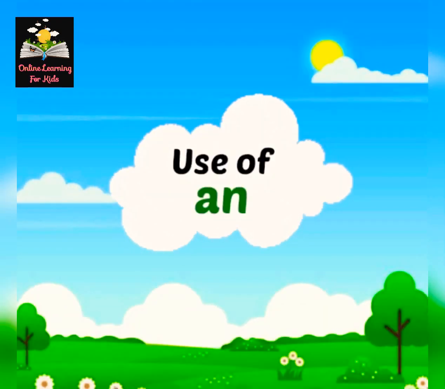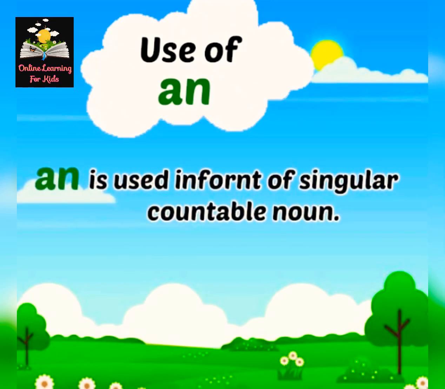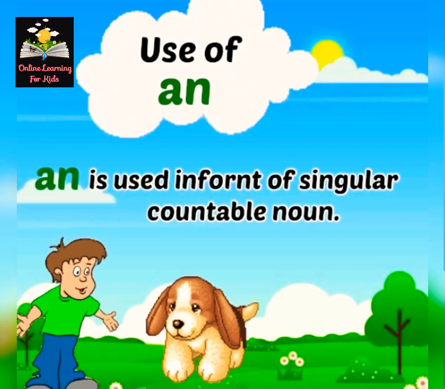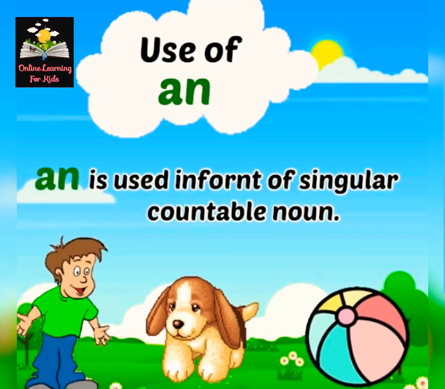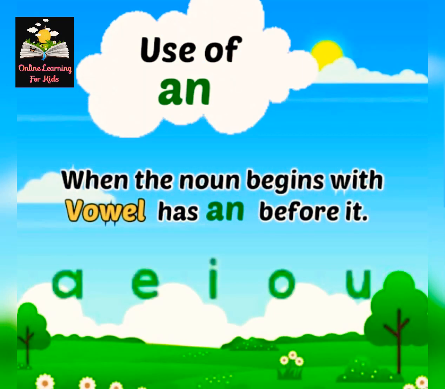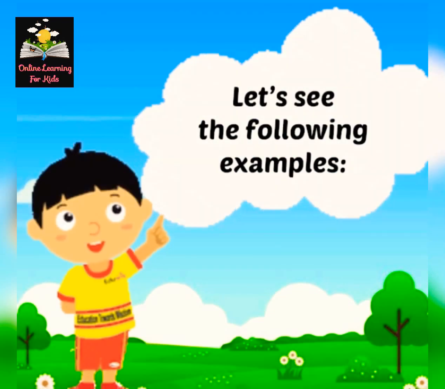Now let's learn when we use an. Use of an. An is used in front of a singular countable noun like a person, animal or thing, which is not specific. When the noun begins with a vowel, it has an before it. Let's see the following examples.